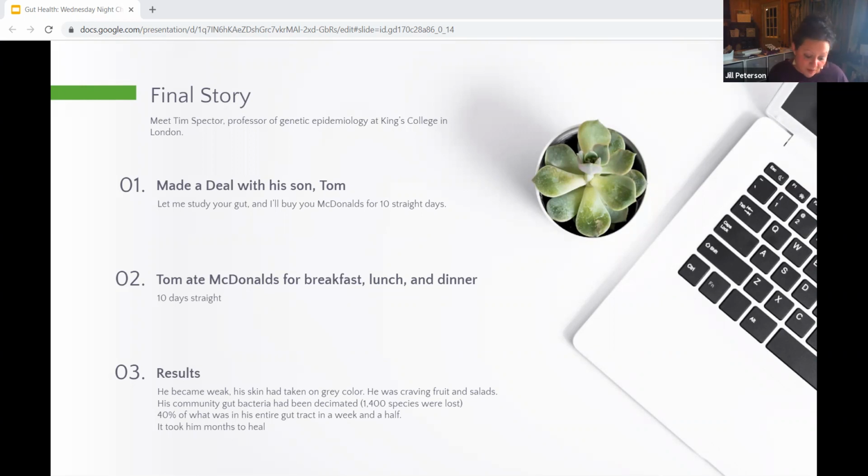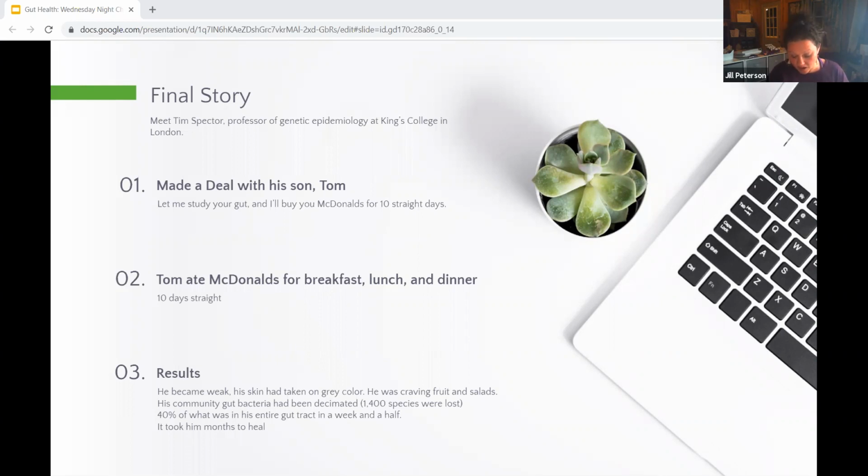Tom was quite elated about the idea. He loved a McDonald's, and hello, free McDonald's, what's better? He's in college, it's free food. Free is always better when you're in college, right? Well, for 10 days, Tom ate a Big Mac or chicken nuggets, fries, and a Coke. He ate nothing but McDonald's for breakfast, lunch, and dinner. He gave stool samples before, during, and after his fast food feast.